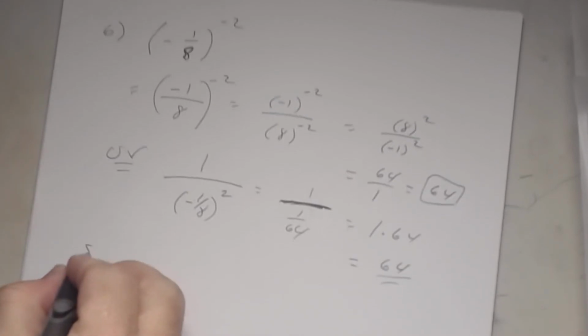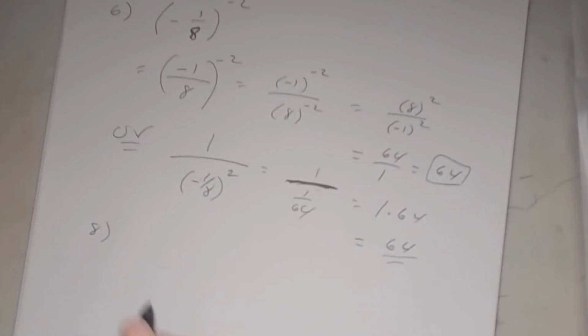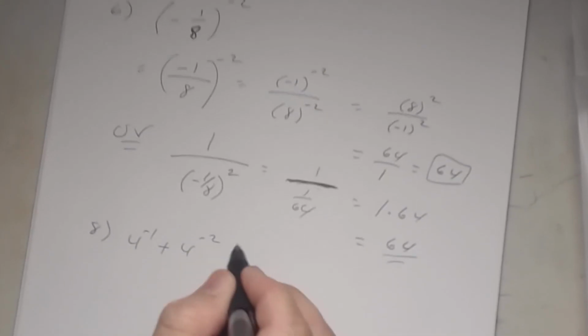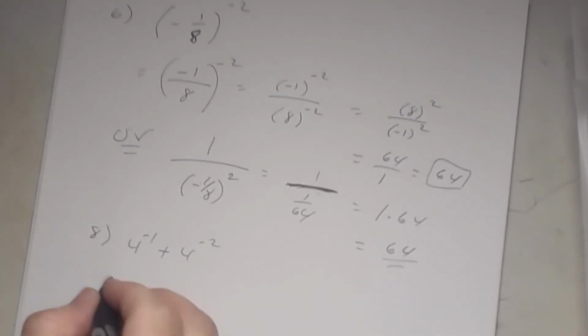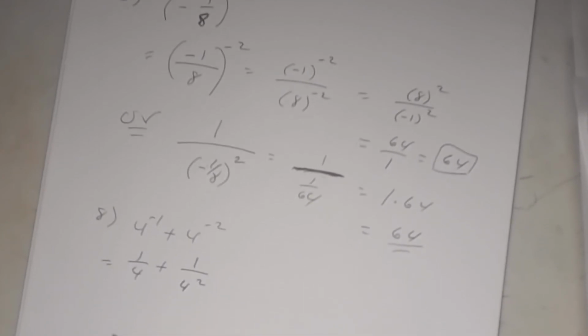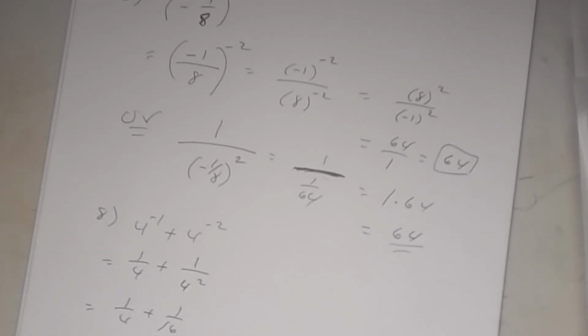All right, number 8. You want 4 to the negative 1 plus 4 to the negative second power. All right. The 4 to the negative 1, how do you rewrite it? Which is just what? 1 over 4. 4 to the negative second, how do you rewrite it? 1 over what? 4 to the second. What's 4 to the second? 16. So that's 1/4 plus 1/16. So that's that, right? Okay.